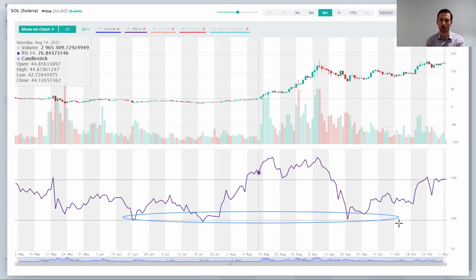So this zone is a potentially good buying zone right here. Just be aware, because the technical definition is over 70 overbought, due for a correction, and under 30 oversold, due for a bounce. Yes, but that's too general of an explanation. Really, it depends on the context.